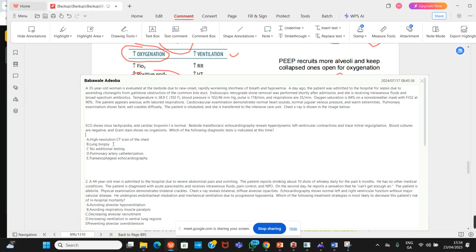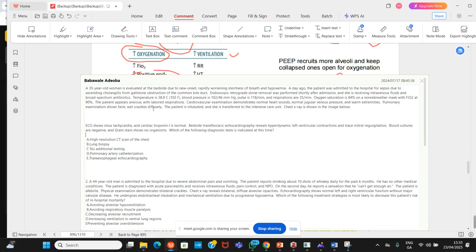This patient doesn't have bronchiectasis or interstitial lung disease or sarcoidosis. There's no need for high resolution CT. What are we looking for? Why do you want to do lung biopsy for ARDS? What are you looking for? Pulmonary arterial catheterization: this is not pulmonary hypertension. You don't need that. Transesophageal echo? Why? They just want to confuse us.